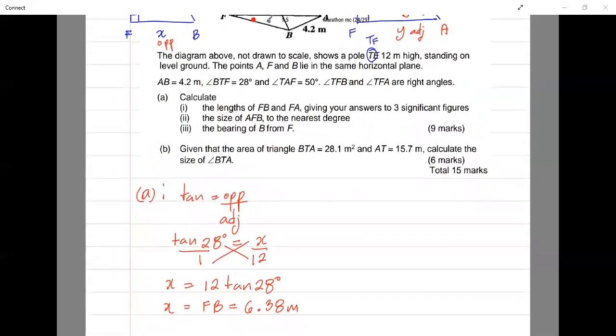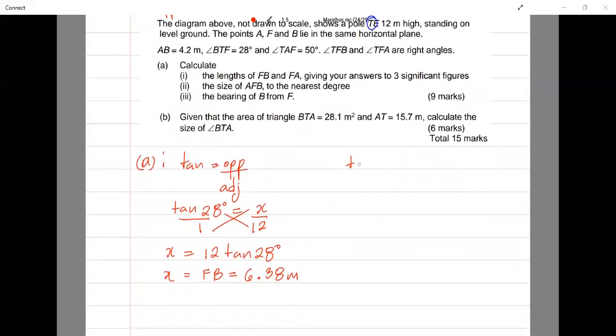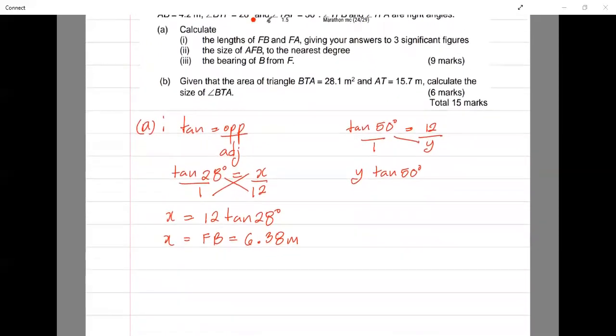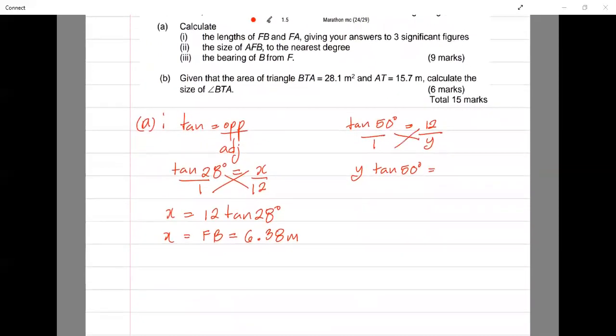So I'm going to start out by saying the tangent of 50 degrees is equal to opposite 12 over adjacent y. If I have one fraction equal to one fraction, I'll cross multiply. So this is y times the tangent of 50, just double checking, yes, it's 50 degrees, is equal to 1 times 12, which is 12. Next, I'm going to divide both sides by the tangent of 50 degrees.